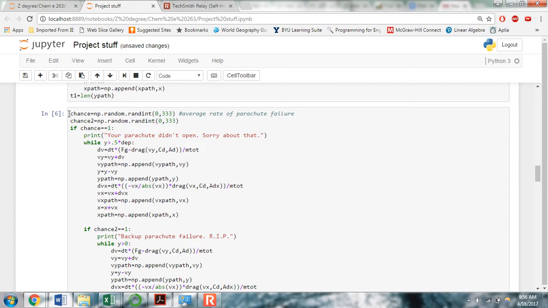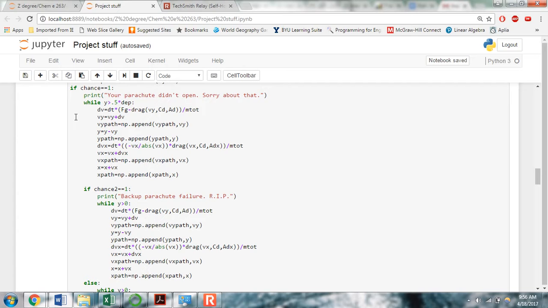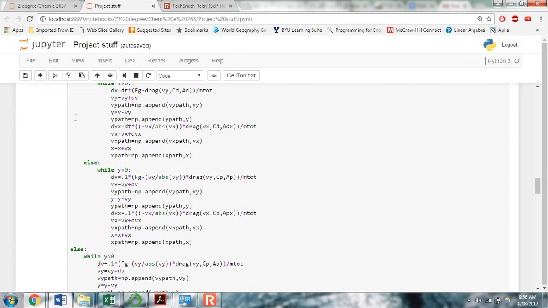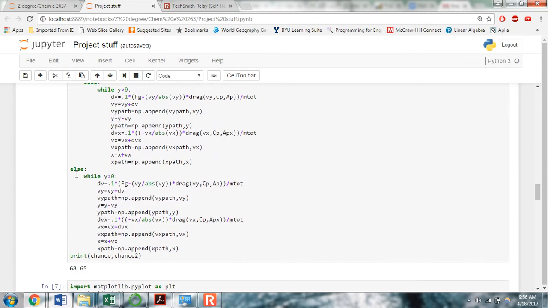And here we have more conditions. So we found out that there's a 1 in 100,000 chance of not successfully skydiving. So we put that into our calculations here. We have 1 in 333 chances of failure. So if your first parachute doesn't open, there's a chance of that, and then there's another chance that your second parachute doesn't open. And our calculations work such that the equation changes if your parachute doesn't open or does, depending on the chance. But hopefully we'll get lucky and our parachute will succeed and we will live.